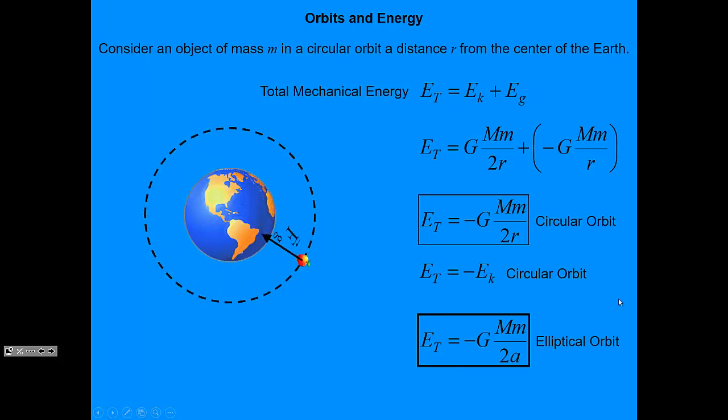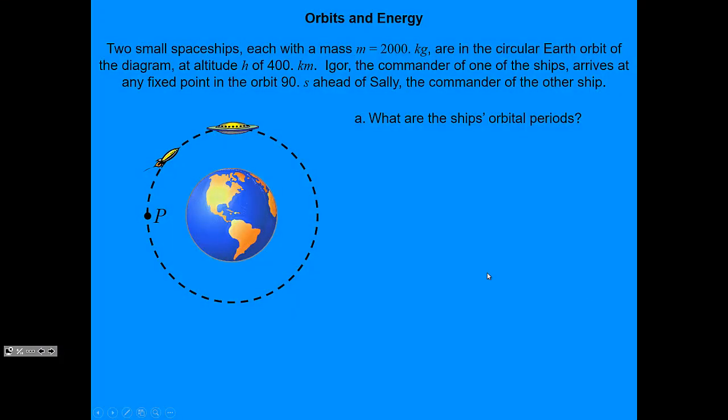We're going to use both of these in a problem here. So here's the example we're going to do. Two small spaceships, each with a mass of 2,000 kilograms, are in a circular orbit of the diagram at an altitude h of 400 kilometers. Note that means a distance above the surface of the Earth of 400 kilometers. Igor, the commander of one of the ships, arrives at any fixed point in the orbit 90 seconds ahead of Sally, the commander of the other ship.